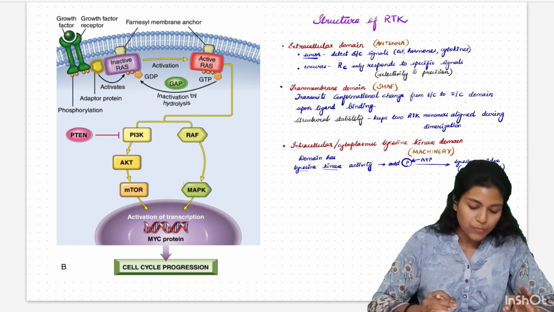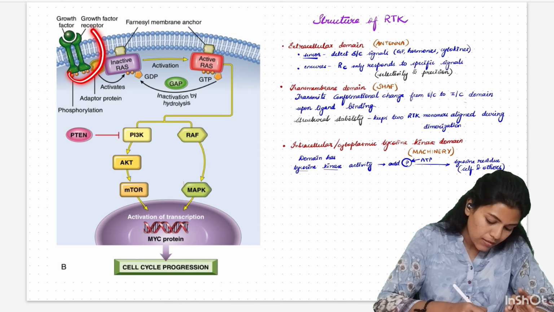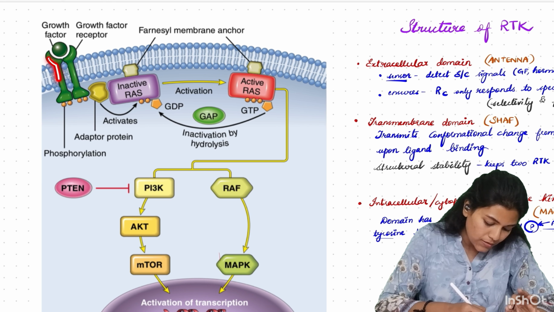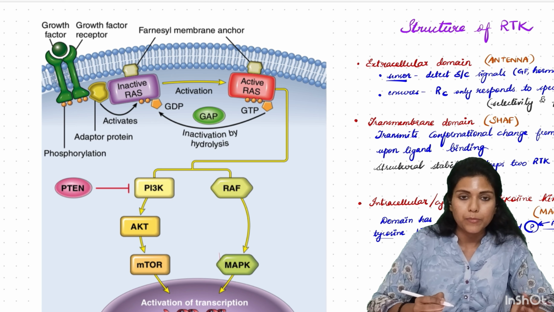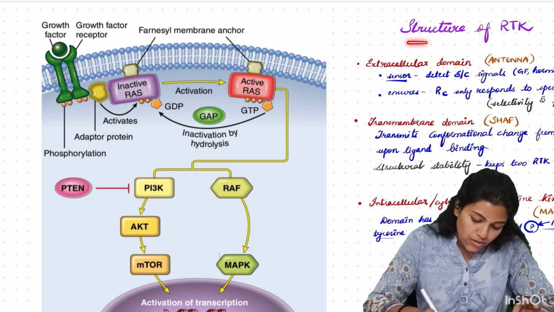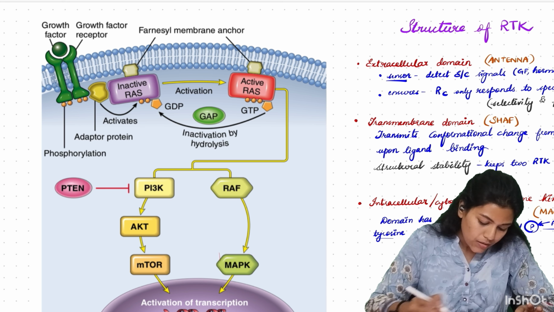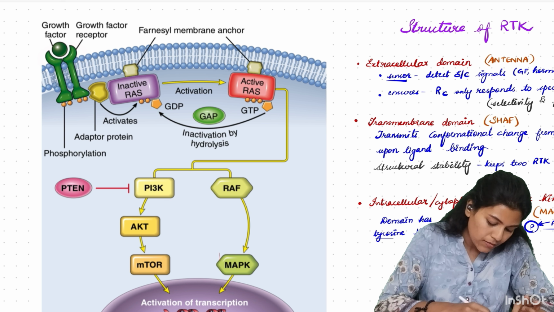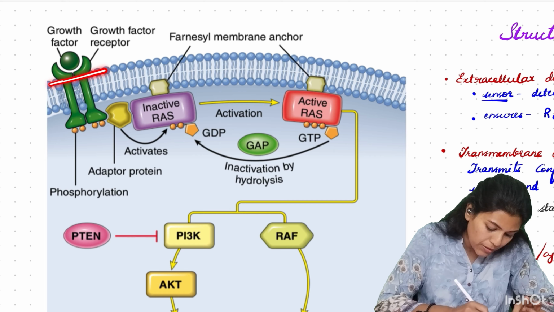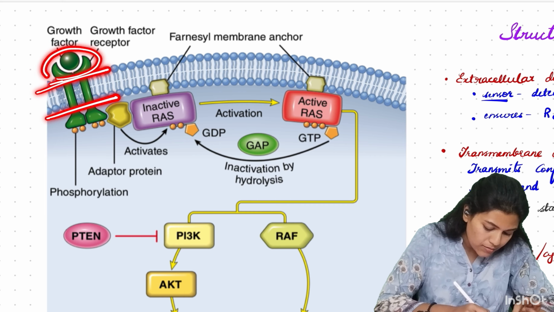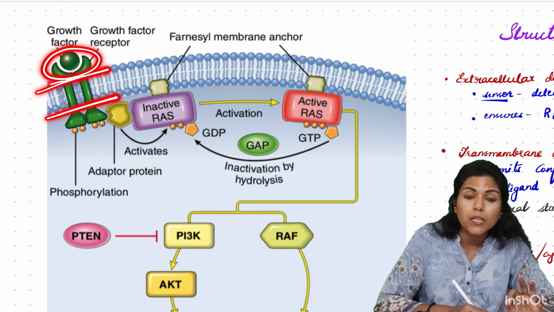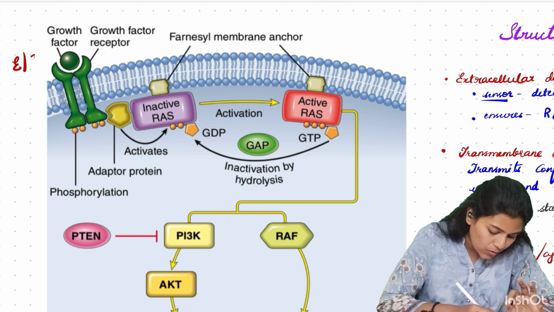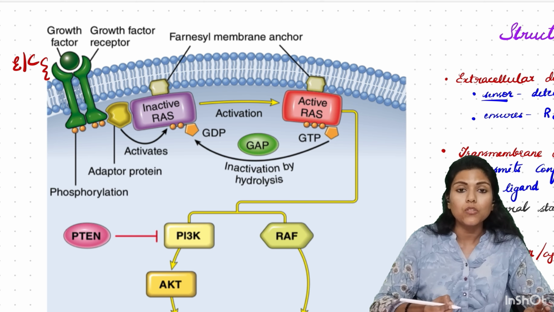So this image from Robbins shows the tyrosine kinase receptor. These are the monomers. This is one receptor, this is one receptor. The structure of the tyrosine kinase receptor has an extracellular domain. Extracellular means present outside the membrane. This is the membrane. This part of the receptor present outside the cell membrane is called the extracellular domain.